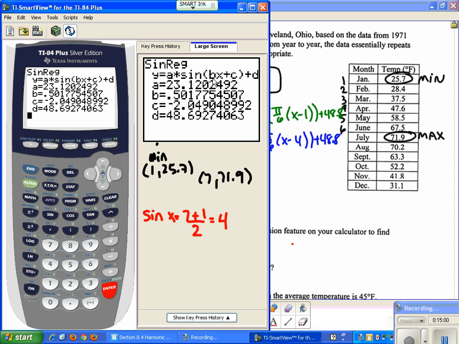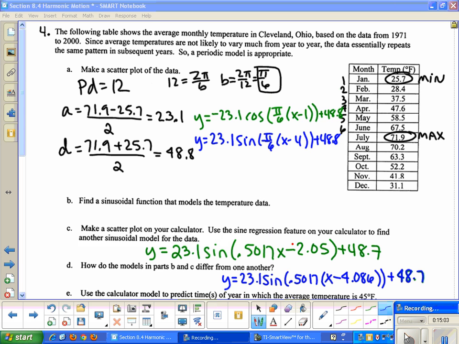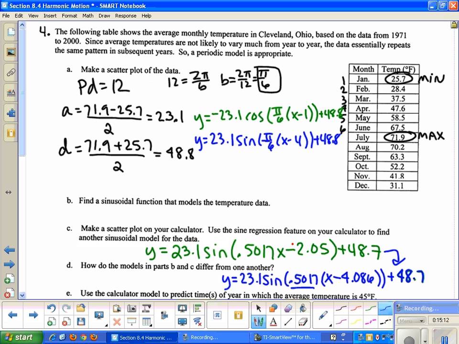So I'm going to write this equation down so that we have it over here. So I wrote the equation down, and if you'll notice the equation below it in blue, what I did was factor out that b value so that we can write the equation as we normally do. And notice when I factored out the b value, if I do 2.05 divided by 0.5017, I get 4.086, which is very close to our phase shift right here.